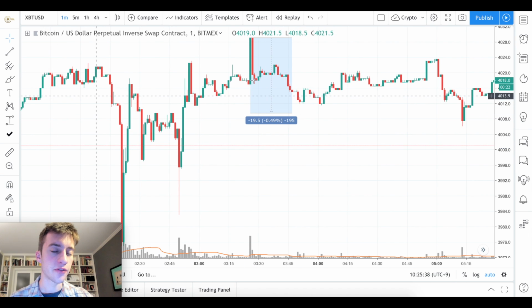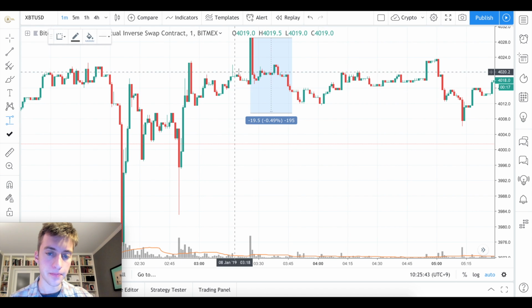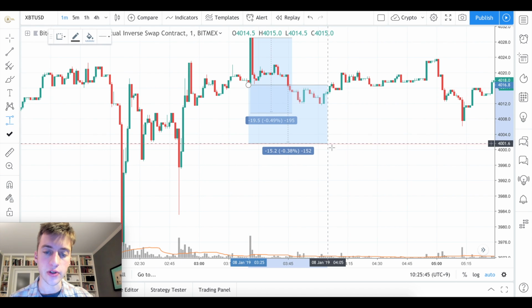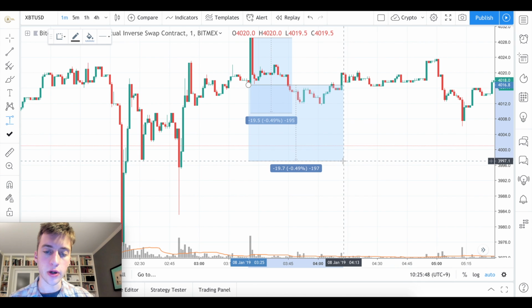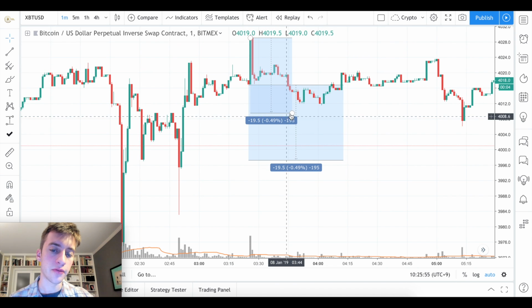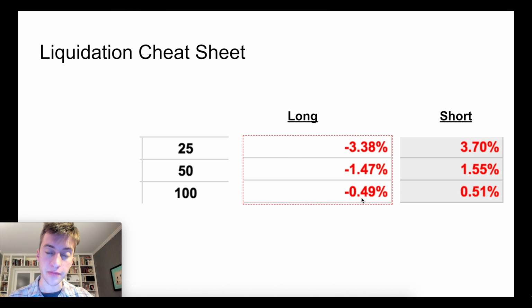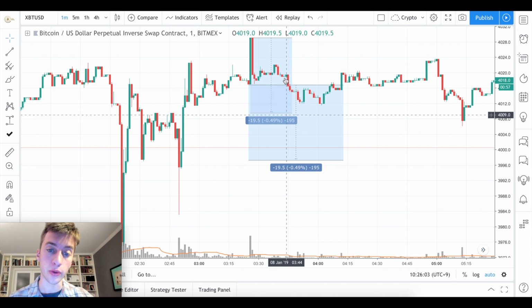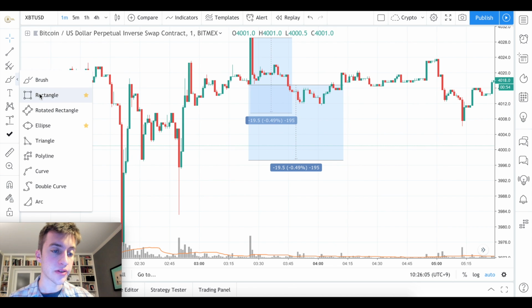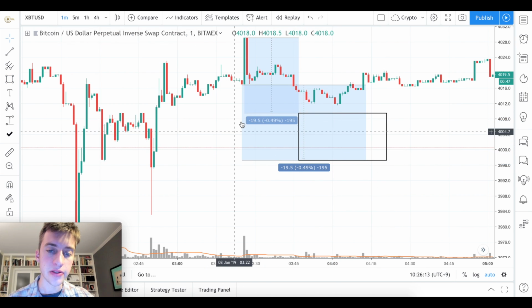But if we wanted to construct a full range for all of the traders who had bought here, this is how we would do that for 100x leverage. So what I'm doing is drawing 0.49% down from the absolute bottom of the candle down to here, and 0.49% down from the absolute top of the candle, because remember that this is the amount of price move that would be required to liquidate these guys. I'm going to go to rectangle, connect the area between right here and right here, and delete this.